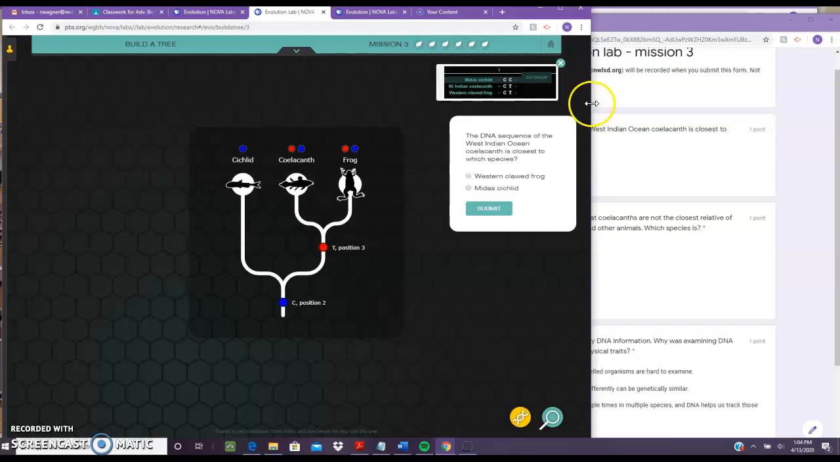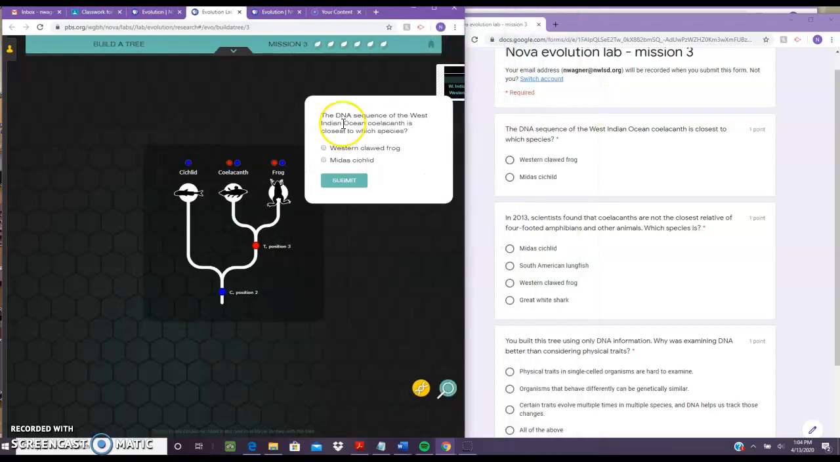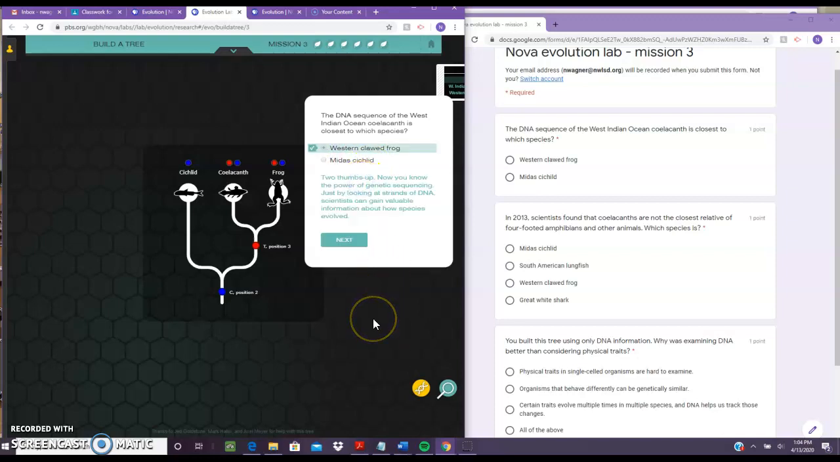And notice I have this question here. Okay, let me drag this over. The DNA sequence of the West Indian Ocean coelacanth is closest to which species? So what species is this going to be closest with? Well, if I look at this cladogram, I see that it's mostly related to the frog. So if I hit submit, I get it correct.